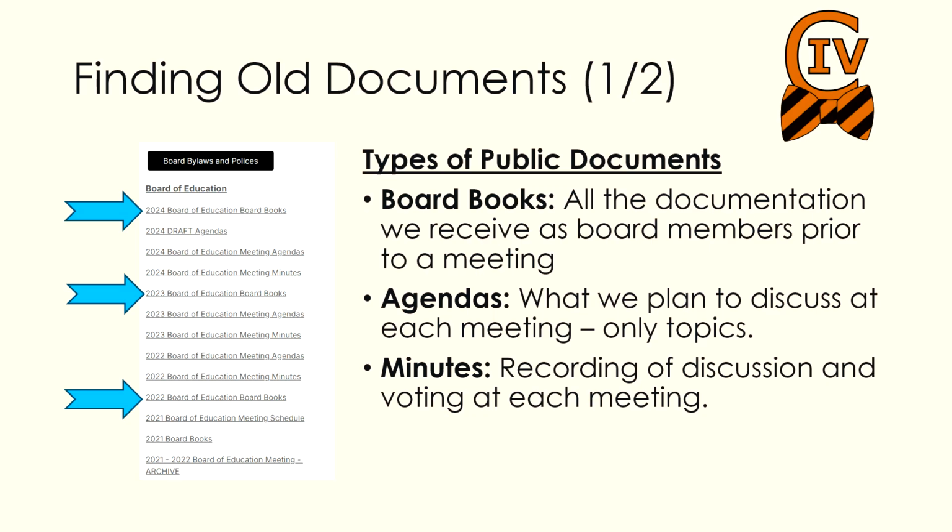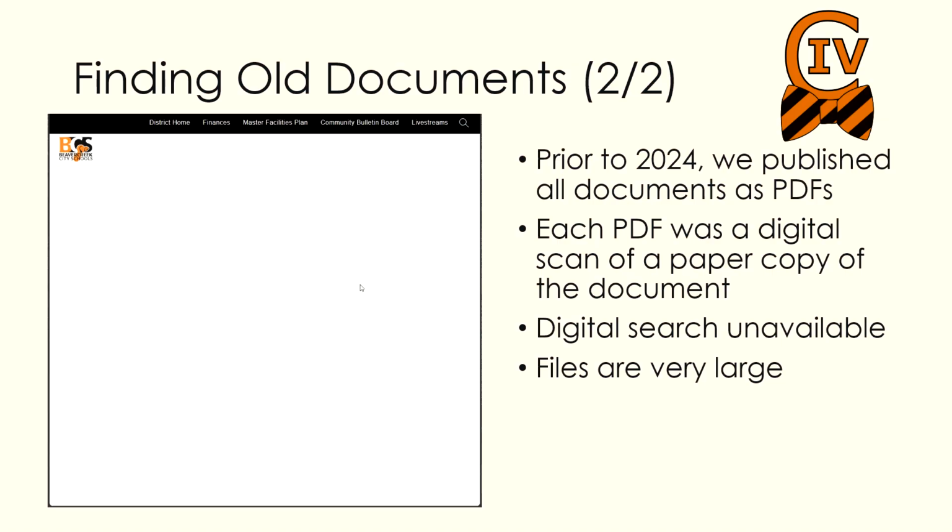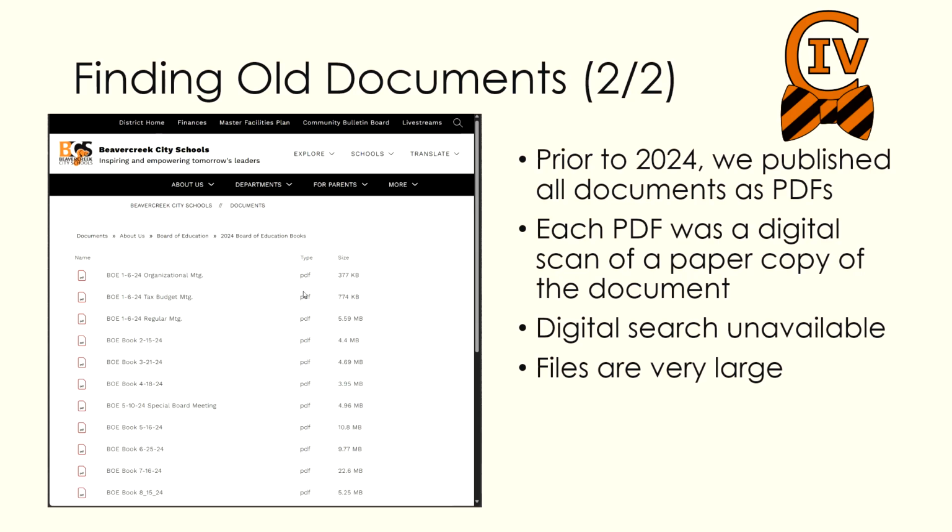as well. So let's walk through the process for finding documentation at the Board of Education website as it used to be and as still is for any of the documentation prior to 2024. So you can see here on the right-hand side of our page, we capture information about our board books, our agendas, and minutes. And so drilling down, for example, into the board books, these are the documents we receive as board members to review prior to each meeting in order to understand what's going to be presented, what we're going to be asked to approve or vote on during that particular meeting.